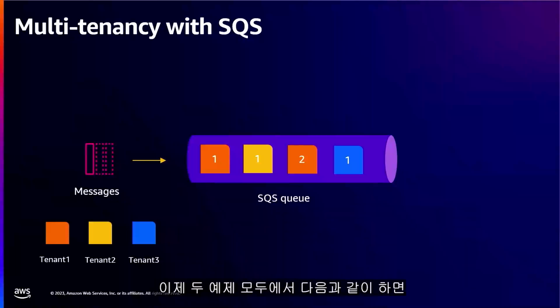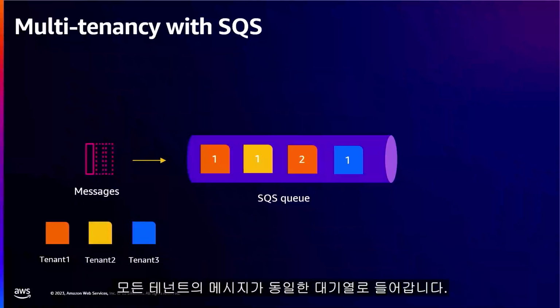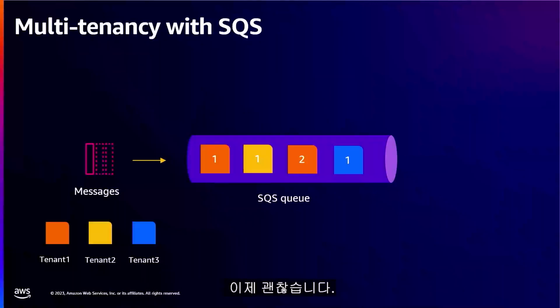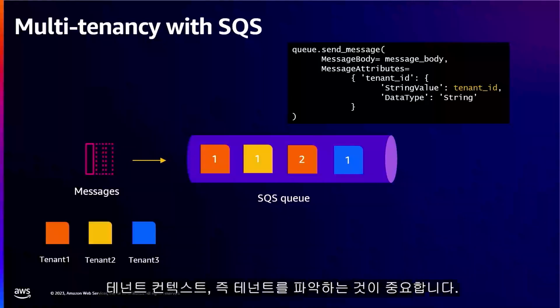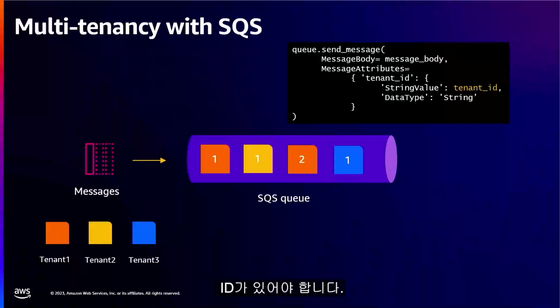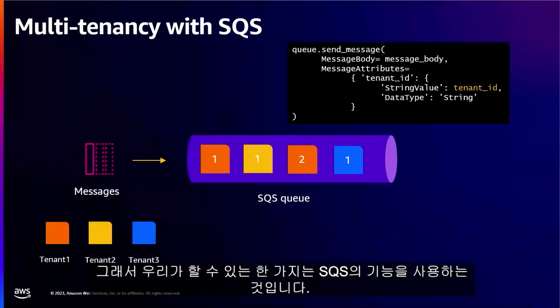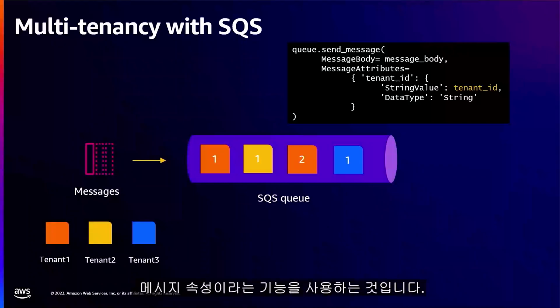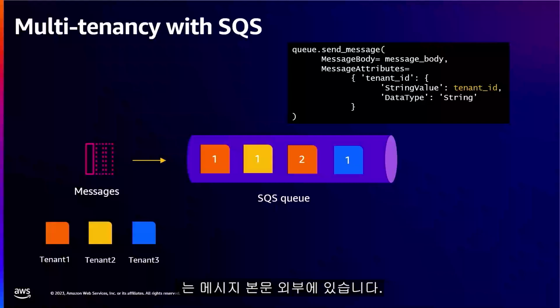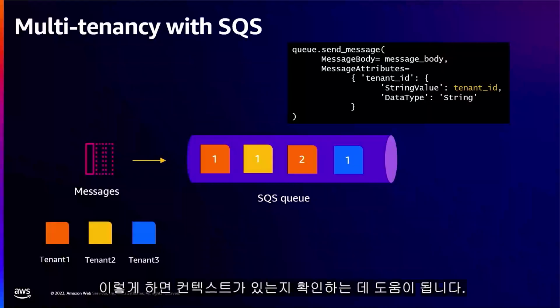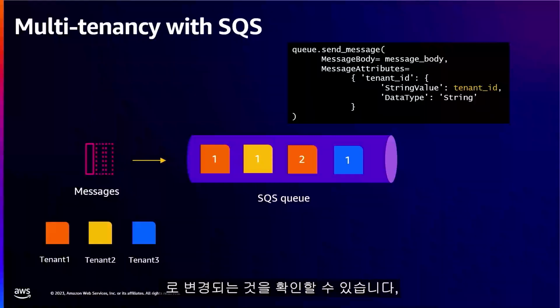Now, in both of those examples, if we think about our multi-tenanted pooled model, all of the tenants' messages are going into the same queue, right? And this is OK, and this is what we expect. Remember from everything we talked about so far, it's important that we have the tenant context, the tenant ID, throughout the system. So one thing we can do is use a feature of SQS called message attributes. And we can set the tenant ID as a message attribute, which is outside of the message body. And this will help us ensure that there's context as those messages are consumed, for example, to assume temporary credentials.